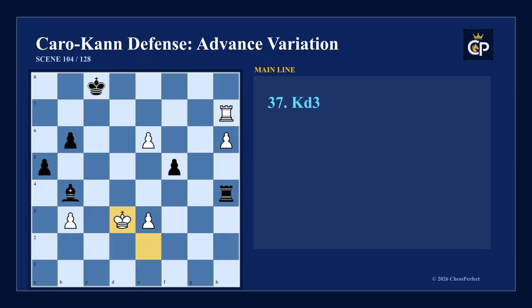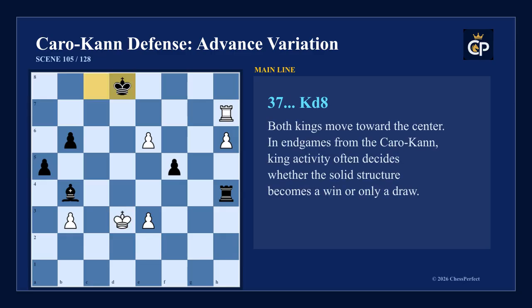King d3. King d8. Both kings move toward the center. In endgames from the Caro Kann, king activity often decides whether the solid structure becomes a win or only a draw.